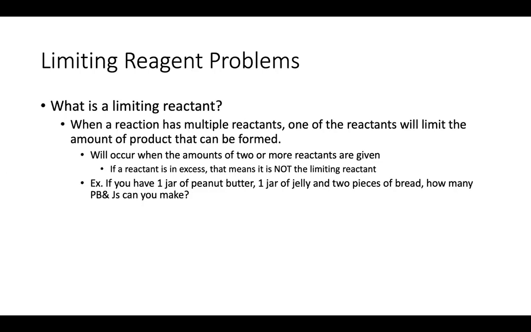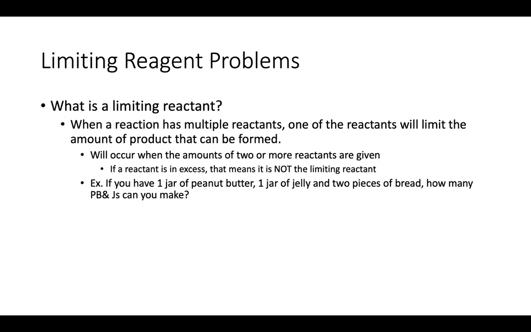Whenever the professors give you how much of multiple reactants you have, so maybe 10 grams of reactant A, 20 grams of reactant B, whenever they give you the starting amount of multiple reactants, you are going to have a limiting reactant problem. Basically, the amount of product you can form is going to be limited by how much reactant you have, right?